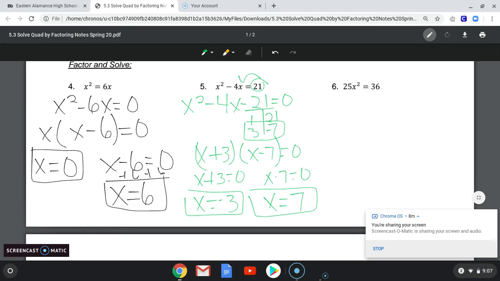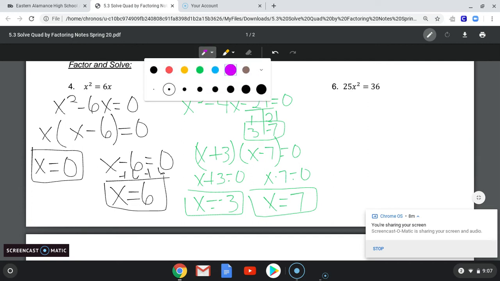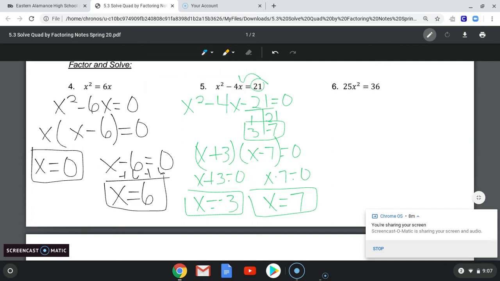We're on to number 6. On number 6, for this particular one, try and find a different color. First of all, I've got to have everything equal to 0. So when I move 36 over, it turns negative. Now, once again, this does not have 3 terms. So that either means that it's going to have a GCF or it's going to be a difference of squares. I'm looking, and I do not see a GCF between 25x squared and 36. But I do notice that 25 and 36, hey, they're perfect squares. So I can square root the front, square root the back. If you remember anything about difference of squares, that means one of my parentheses is going to have a positive and one will have a negative.